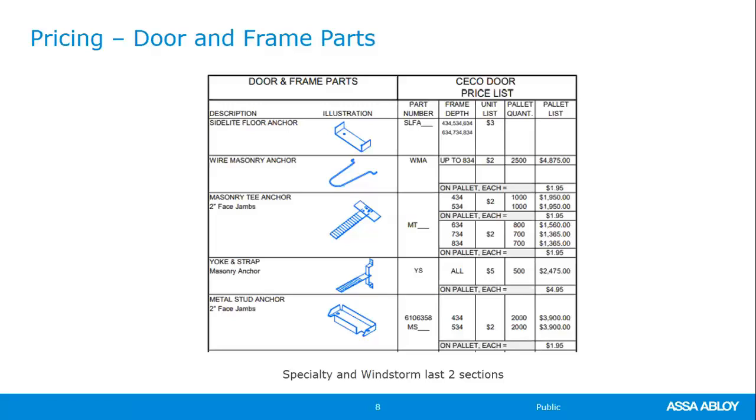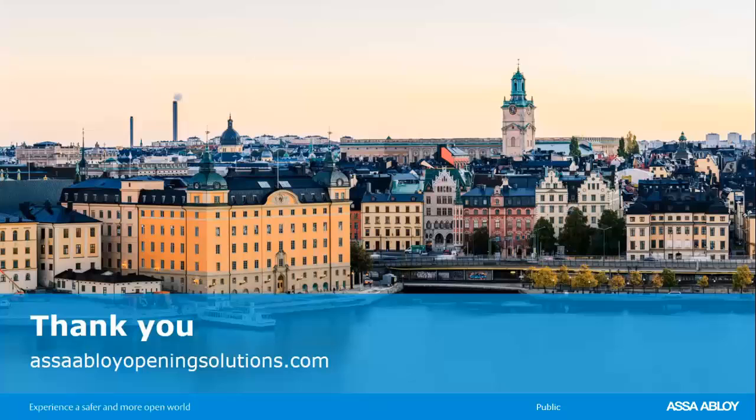And then behind the pricing of the door and frame parts, we have the specialty and windstorm sections, which are going to be your last 2 sections in your price book. And I didn't show those because they have pages and pages. So we get into all of our specialty: the blast, the bullet, the lead line, watertight, flood doors, things like that. You have all of that information along with your windstorm and hurricane and tornado FEMA products, all listed in the last 2 sections of the price book. So with that said, that is a quick overview of the layout of the Ceco price book.